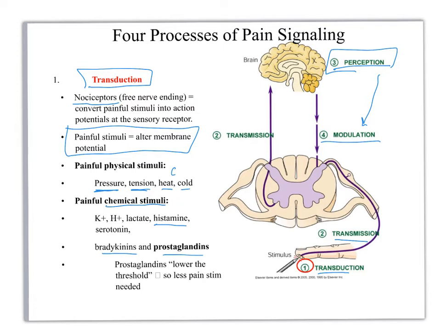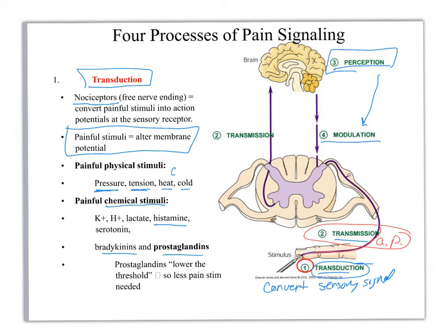So with transduction, this word means to transduce is to convert the sensory signal. And you're basically going to be converting it into a local potential. If the local potential is significant enough, then you will cause an action potential. If you get an action potential, you are now dealing with transmission.